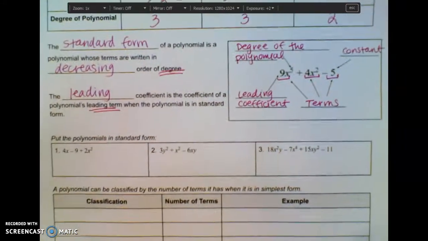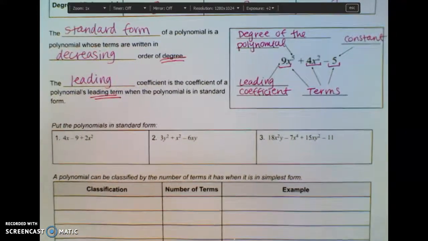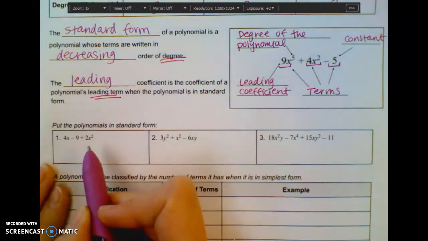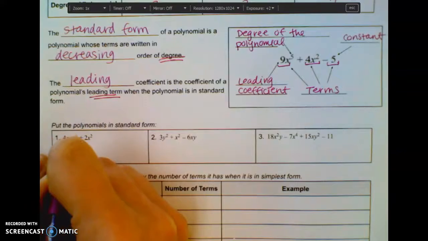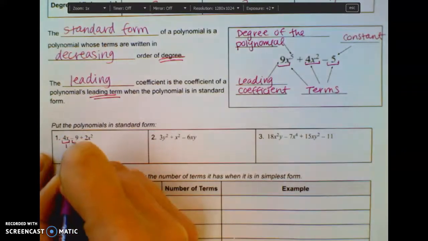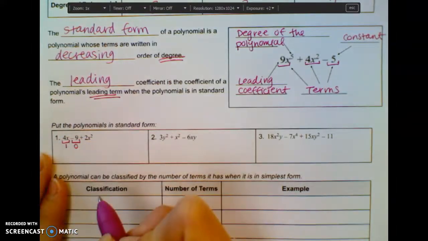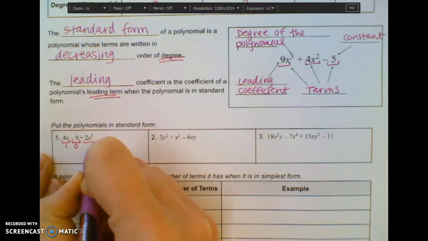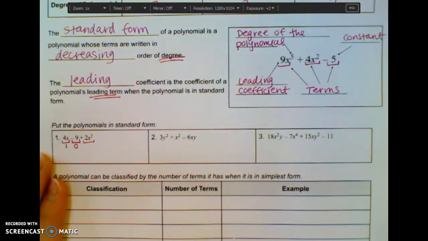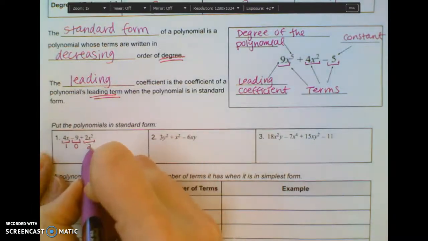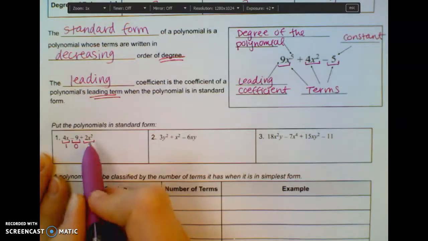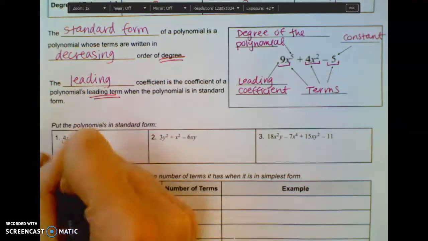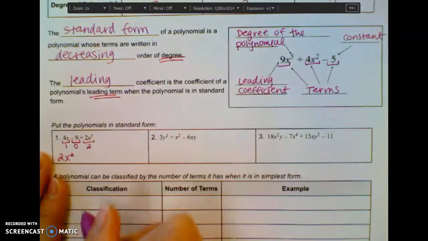For the next few examples, we want to put the polynomials in standard form. So first thing we need to do is know what their degrees are so we can put the biggest degree first. Well, 4x has a degree of 1, negative 9 has a degree of 0, and then 2x squared, excuse me, has a degree of 2 because of that x squared. So we've got to put the one with the greatest degree first, and that is the 2. So we put 2x squared first.